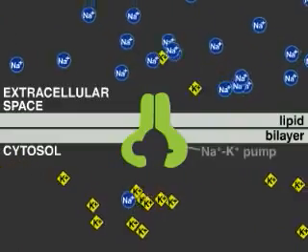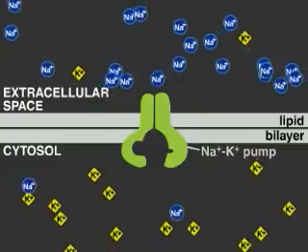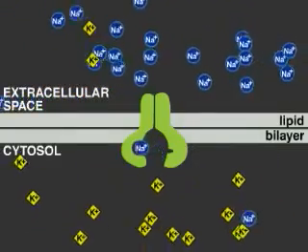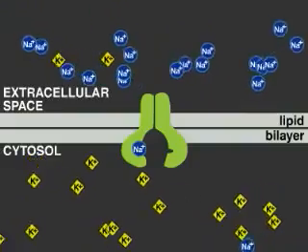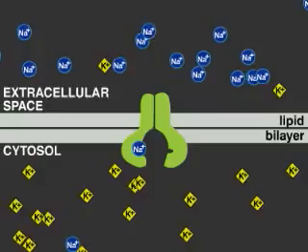Animal cells use a membrane pump, called the sodium-potassium pump, to maintain these ion gradients. To begin the pumping cycle, sodium ions enter binding sites on the cytosolic side of the pump. Although there are 3 sodium binding sites on this pump, for simplicity only one is illustrated here.